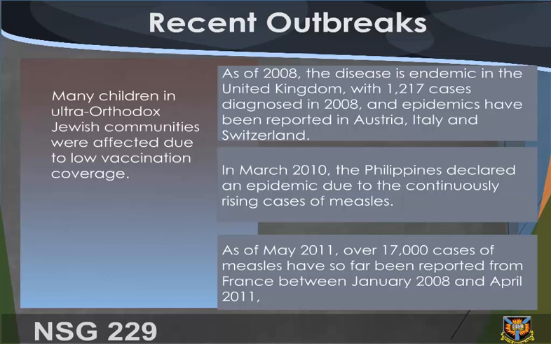As of 2008, the disease is endemic in the United Kingdom, with 1,217 cases diagnosed in 2008, and epidemics have been reported in Austria, Italy, and Switzerland. In March 2010, the Philippines declared an epidemic due to the continuously rising cases of measles. As of May 2011, over 17,000 cases of measles have been reported from France between January 2008 and April 2011.